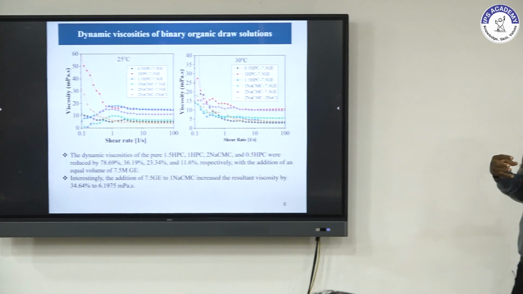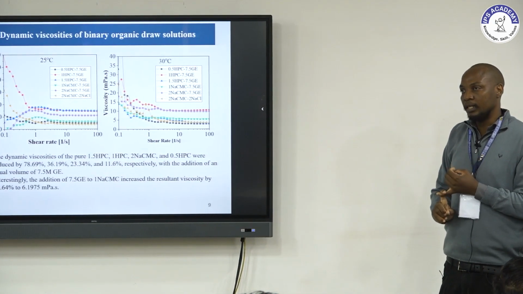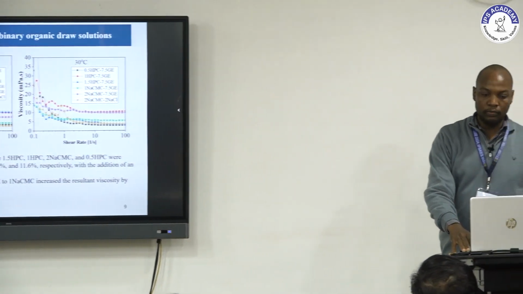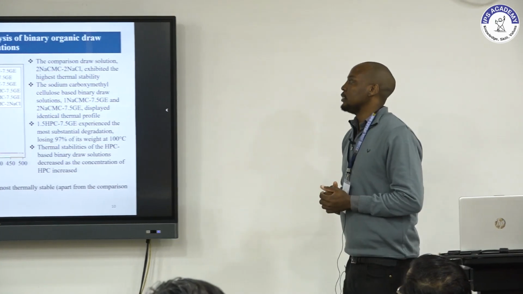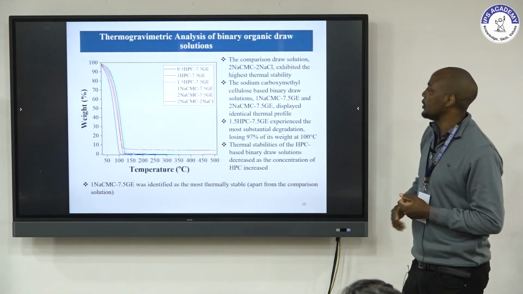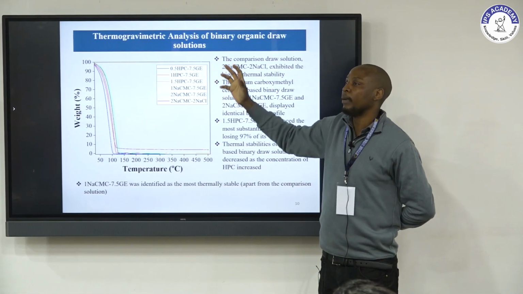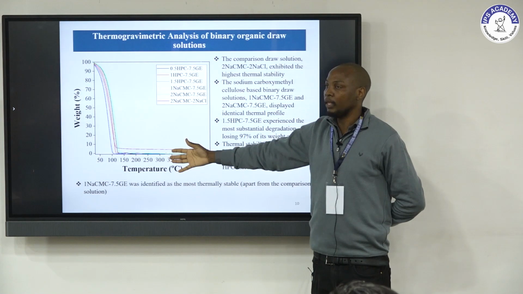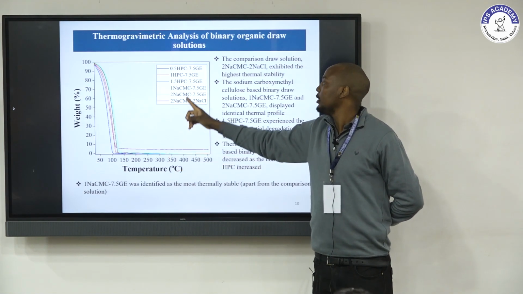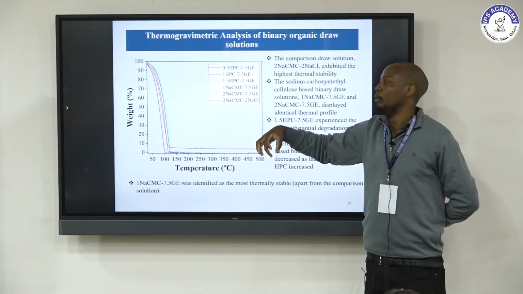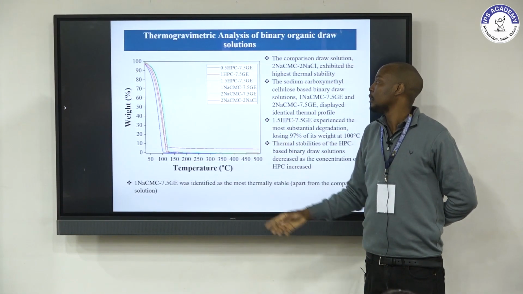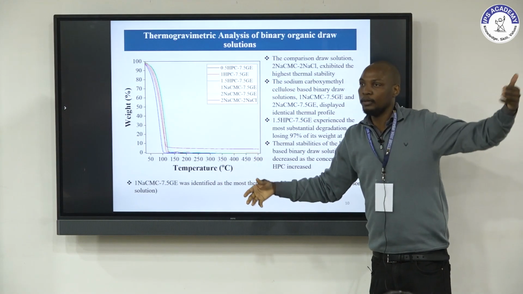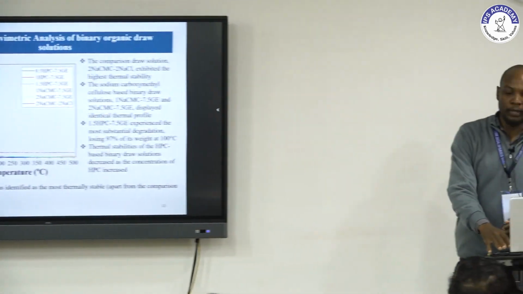So by adding glycoether, we are reducing the dynamic viscosities, and in turn also increasing the osmotic pressures, making our solution ideal for desalination. This is the stability diagram we found using thermogravimetric analysis, and these are the 5 binary solutions we're using. This one was just a comparison because it doesn't contain the glycoether. And as you can see, apart from the comparison, the binary solution containing 1 weight percent sodium carboxymethyl cellulose in the 7.5 molar glycoether was the most stable, and further on it produced better results compared to the others.